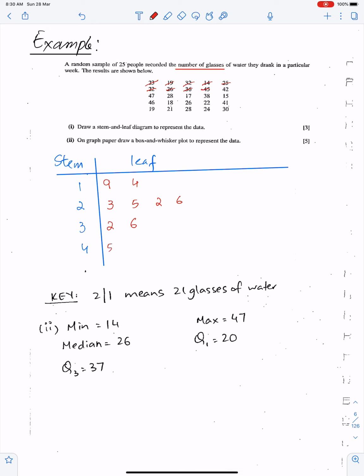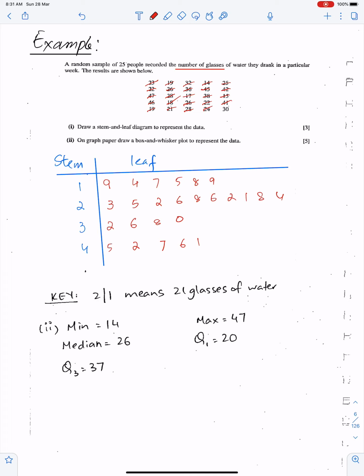45, 42, 47, 28, 17, 38, 15, 46, 18, 26, 22, 41, 19, 9 must be here, 21, 1 should be here, 28, 8 must be here, 4 should be here, and 30. This is the way to draw this stem plot.